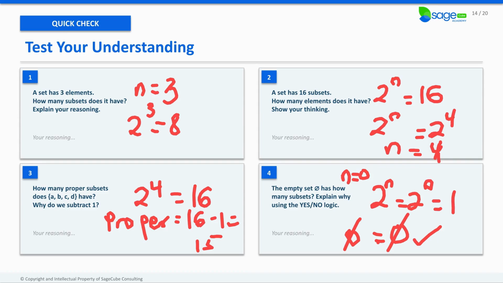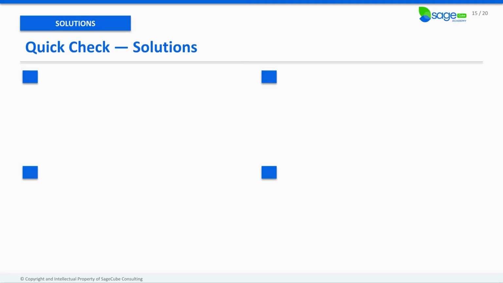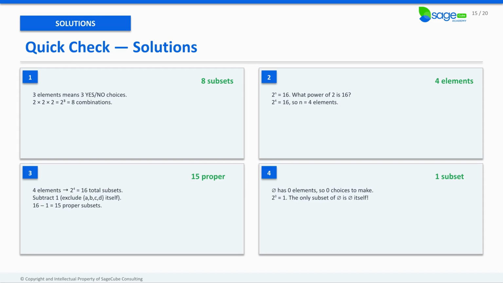All right. Good. So that's all for that. One more special case worth its own slide. Okay, so these are the ones that we just did. We realized that for 3 it is 8, for 4 it is 16, right? They gave us 16 for us to find the number of elements, so it's just simple indices. Then here we have 4 elements, so we have 16 total subsets. But proper means you take the full set out. Then for empty, it has 0 elements. 2 raised to the power 0 equals 1. So the only subset it has is itself.